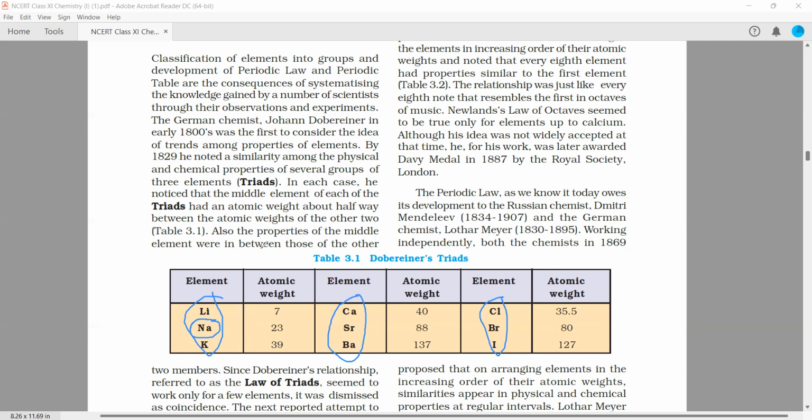Okay. And also the properties of the medial element were varying between those of the other two members.